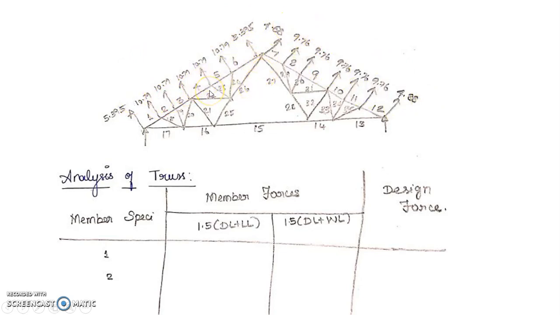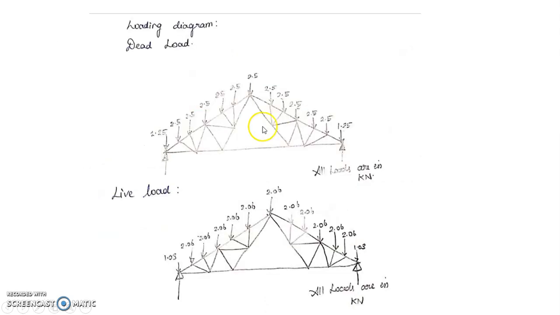Once you know the dead load, live load and wind load, calculate the member force on these members and you tabulate like this. So don't feel that this is very complex. Here I have marked the number of members in the truss, which is 35 members, but there is no need to worry about it.